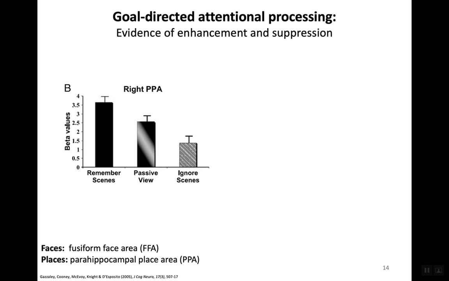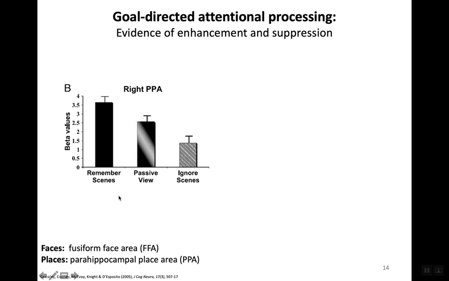Well, interestingly enough, if you look at the right PPA, the so-called parahippocampal place area, which is known to play a major role in the recognition of scenes, what they found was a clear difference in brain activity as a function of those 3 conditions. What you see here on the y-axis is beta values. This is a specifically convenient, common way of measuring brain activity as a function of some rather simple regression analysis. And on the x-axis are the 3 different conditions.